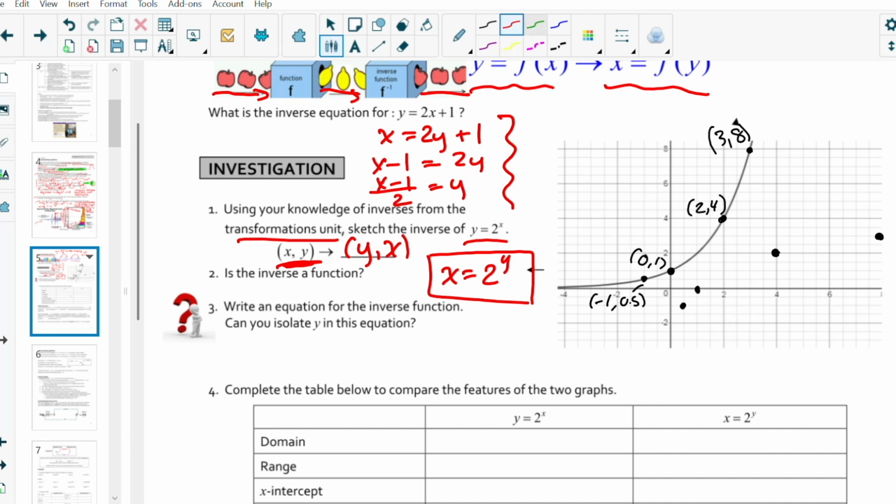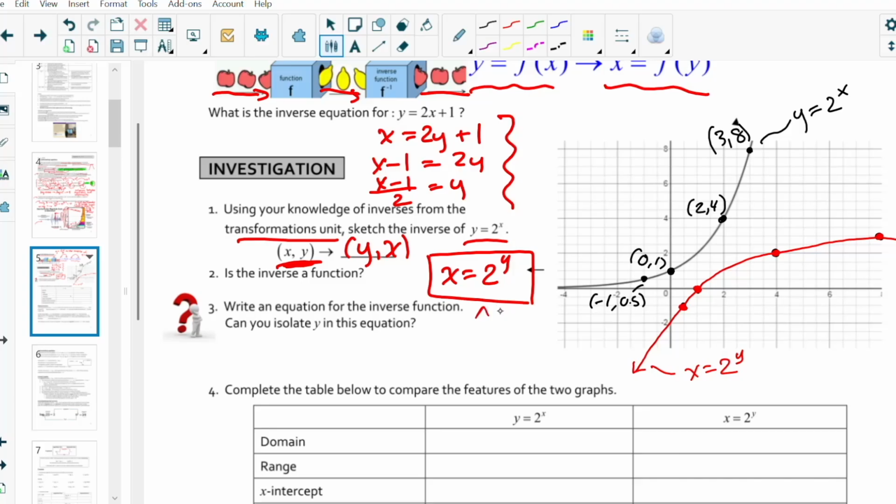So again, let me do these. I'm going to do the inverse one in red. So this is the graph of y equals 2 to the x, your standard exponential equation. And then in red, this is your graph. Nice and neat, smooth curve. This is your graph of x equals 2 to the y.